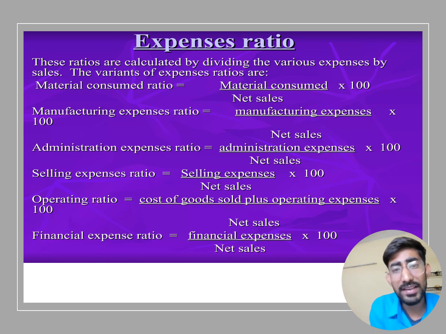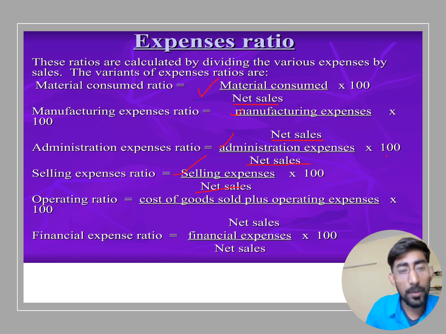The variants of expenses ratios are, the first one, the material consumed ratio. These ratios are very easy, and you can easily memorize them. The material consumed ratio is material consumed divided by net sales into 100. The next one is the manufacturing expense ratio: manufacturing expenses divided by net sales into 100. The next one is the administration expenses ratio: administration expenses divided by net sales into 100. The next one is the selling expenses ratio: selling expenses divided by net sales into 100.